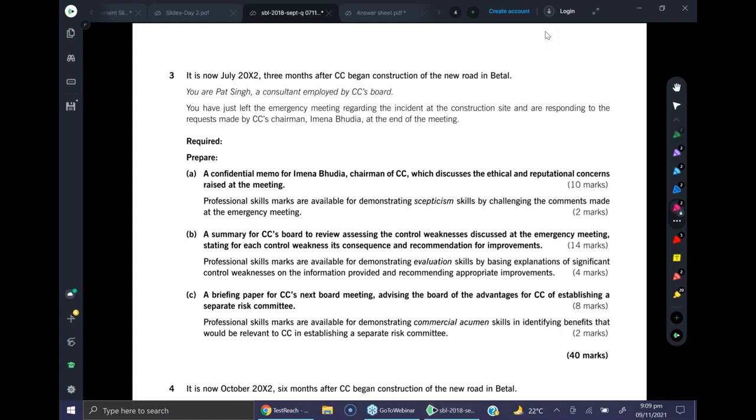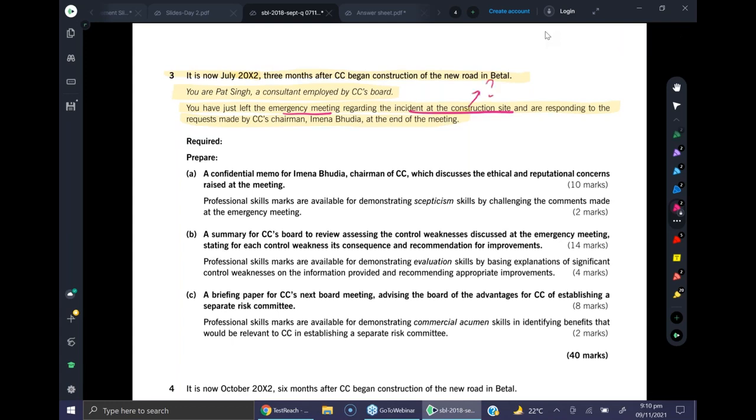Let's find out. So it says that it is now July 20x2, 3 months after CC began construction of the new road in Beetle. So requirement 3 says that the road construction has already started and 3 months are gone. Now you are Pat Singh, a consultant employed by CC, so your role has changed again. You have just left the emergency meeting regarding the incident on the construction site and are responding to the requests made by CC Chairman Amina at the end of the meeting. So there is some emergency meeting, some incident on the construction site. We'll have to find out which exhibit covers that, but let's see what the requirements are.